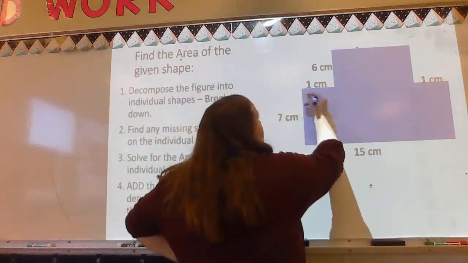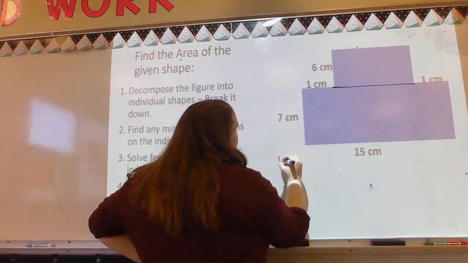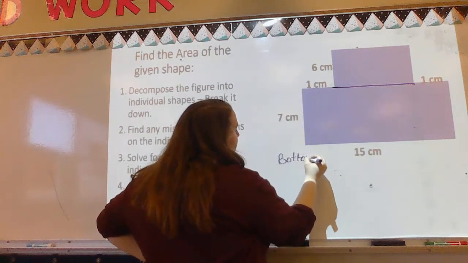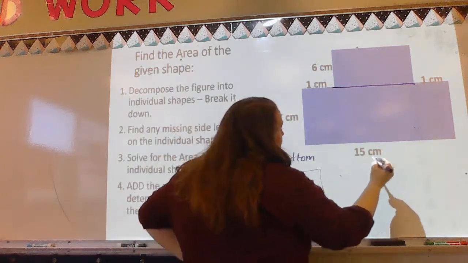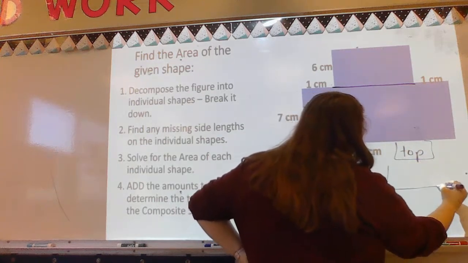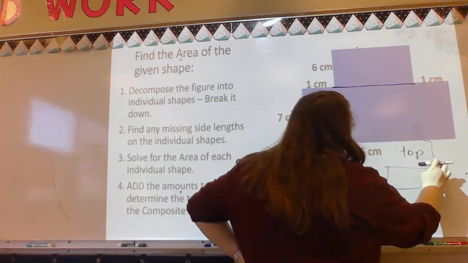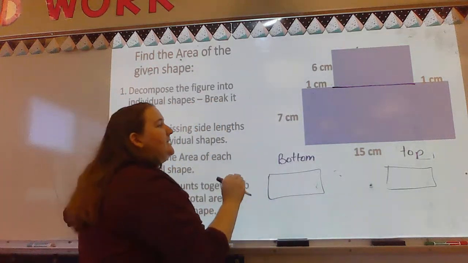So, I am going to draw it like this, okay? So, I have my bottom shape, looks like this, okay? And then I have my top shape. Oops, looks like this, okay? They are both rectangles, okay? I'm going to bring down my measurements.